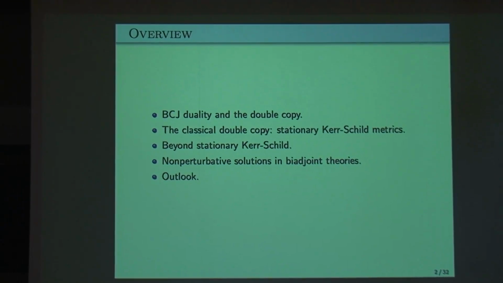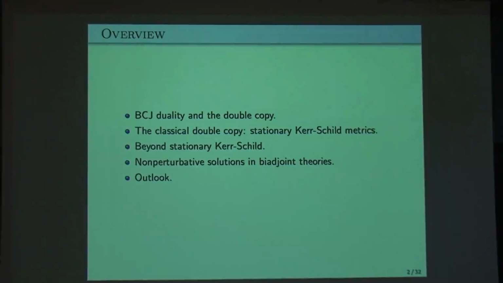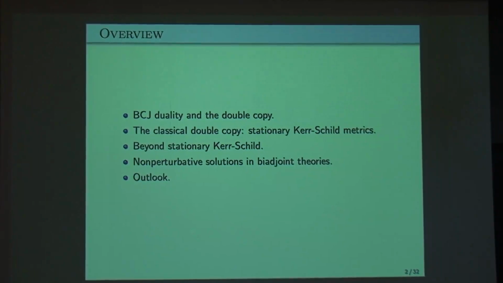So, to give an overview of the talk, I'll give a brief introduction to BCJ duality and the double copy, really just to introduce the notation I need. We've also seen this in some of the other talks today. I'll then talk about the classical double copy, which is a map between exact solutions in gauge theories and gravity theories. And in particular, I'll talk about things called stationary Kerr-Schild metrics, which is a kind of infinite family of exact solutions where we know how to do this classical double copy.